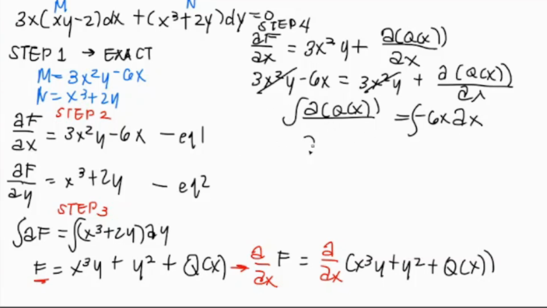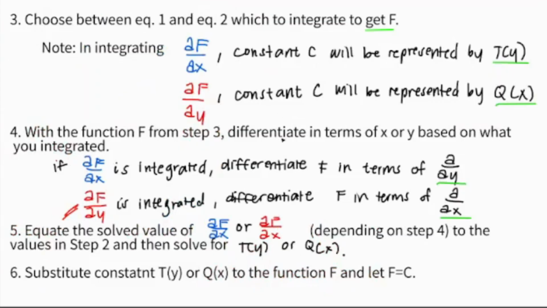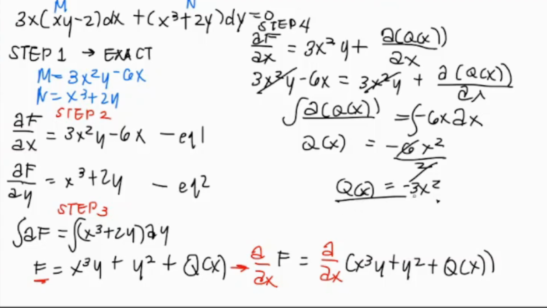So, magiging q of x na lang to is equal to, labas natin yung constant, negative 6. Integration ng x is x squared over 2. Cancel, cancel. So, negative 3x squared yung value ng q of x. So, nasolve na natin yung q of x dito. So, step 6 is substitute constant q of x kasi yung ginamit natin to the function f and let f is equal to c. So, substitute natin to sa function f which is ito. Erase lang natin to para may space.